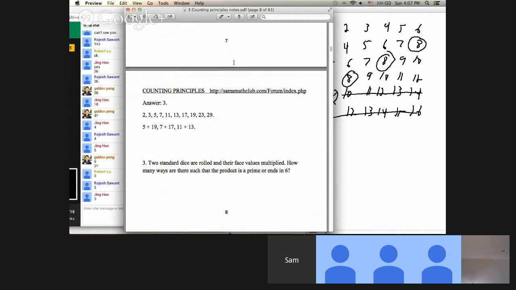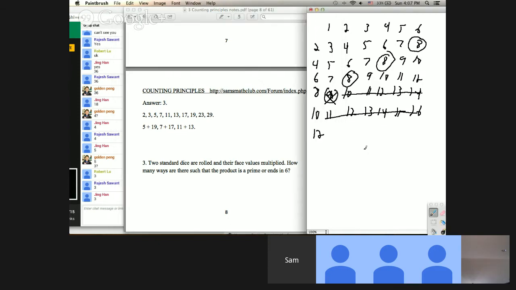Okay, so try this problem. Two dice are rolled and their faces multiplied. How many ways are there such that the product is a prime or ends in 6? You can also draw a chart for products as well. Instead of summing, you take the product, which I'll do over here while you guys try the problem.